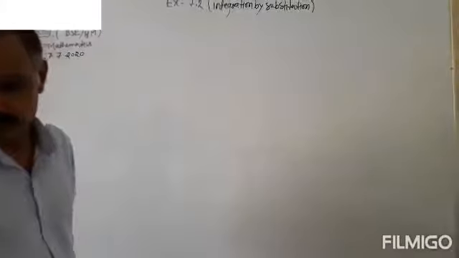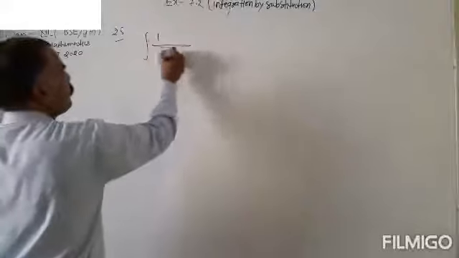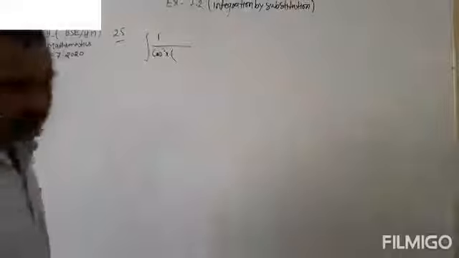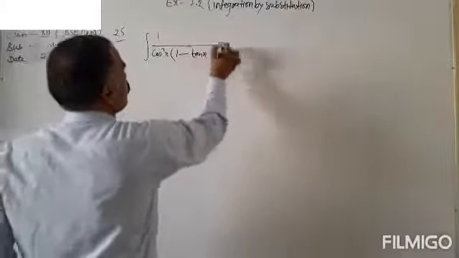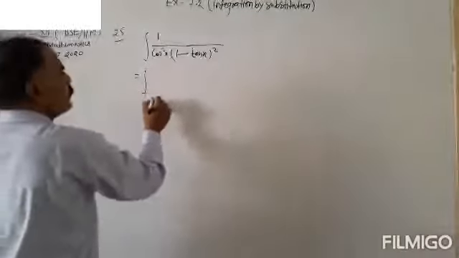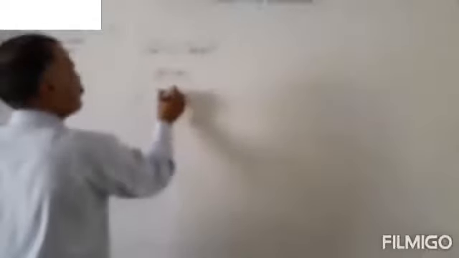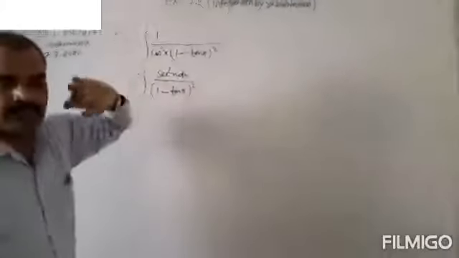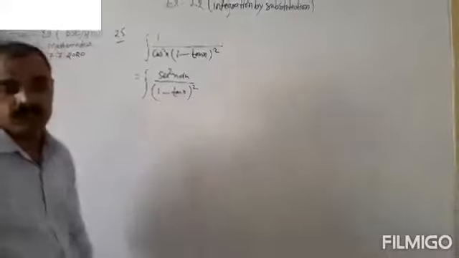So now question number 25. Question number 25 is the integration of 1 upon cos square x into (1 minus tan x) whole square. So this is equal to sec square x dx upon (1 minus tan x) whole square. After changing the side of the cos square x, it is sec square x.